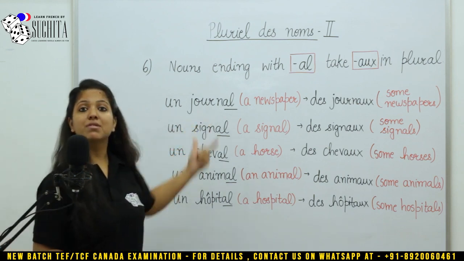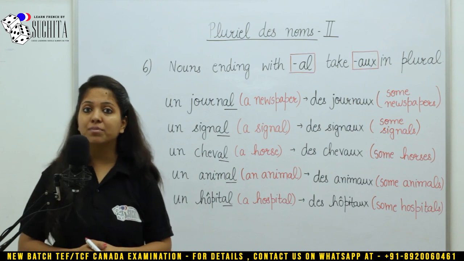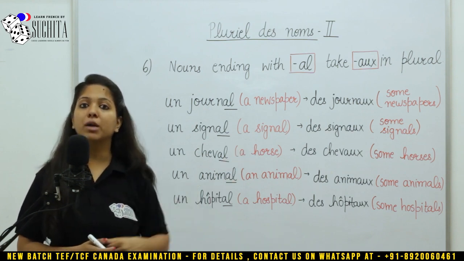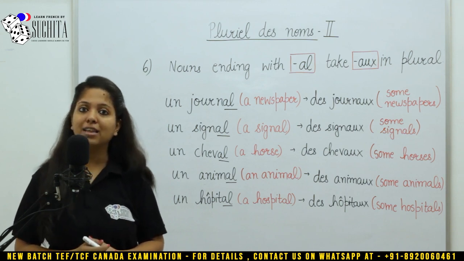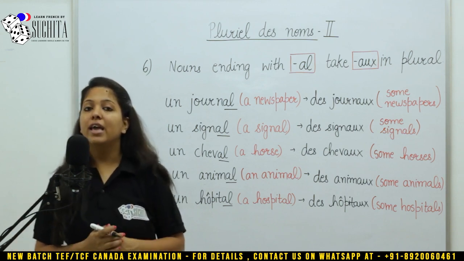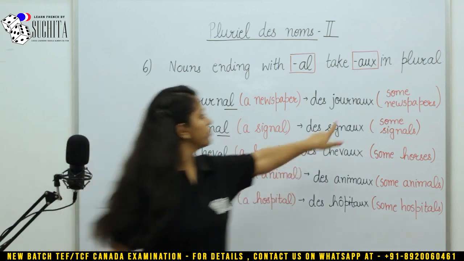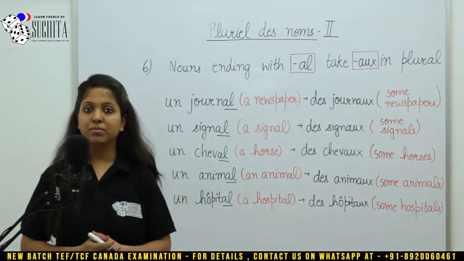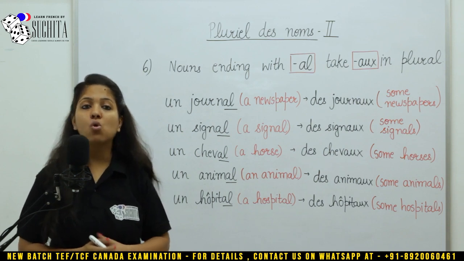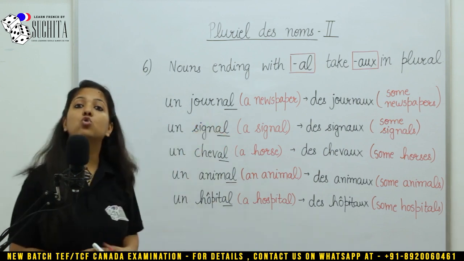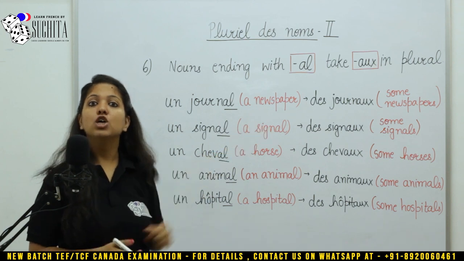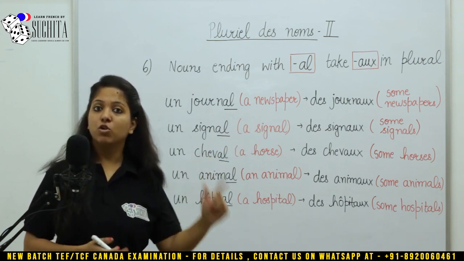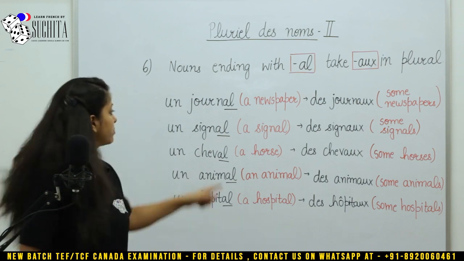So it becomes un journal, which is a newspaper. Now in order to make it plural, you will cut this AL at the end and you will add AUX to make it plural. So it becomes des journaux. Un journal. Des journaux. And it becomes some newspapers. So you see the pronunciation also changes.